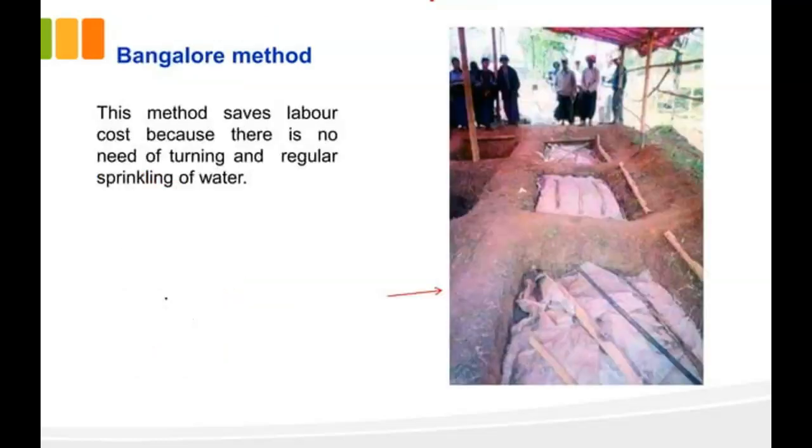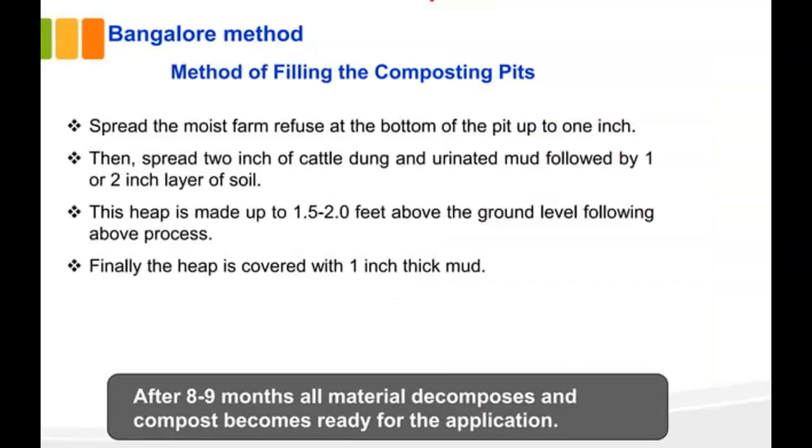The second method is the Bangalore method. This method saves labor cost because there is no need for turning and regular sprinkling of water. In this method, spread moist farm refuse at the bottom of the pit up to 1 inch, then spread 2 inches of cattle dung and urinated mud, followed by 1 or 2 inches of soil layer. This heap is built 1.5 to 2 feet above ground level following the process. Then the heap is covered with 1 inch thick mud. After 8 to 9 months, all the material decomposes and the compost becomes ready for application.